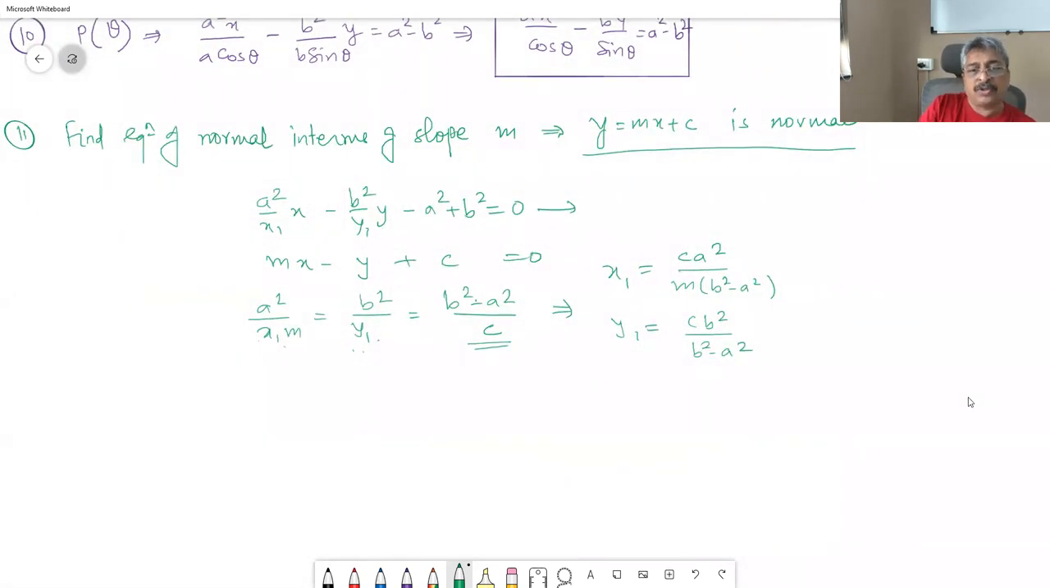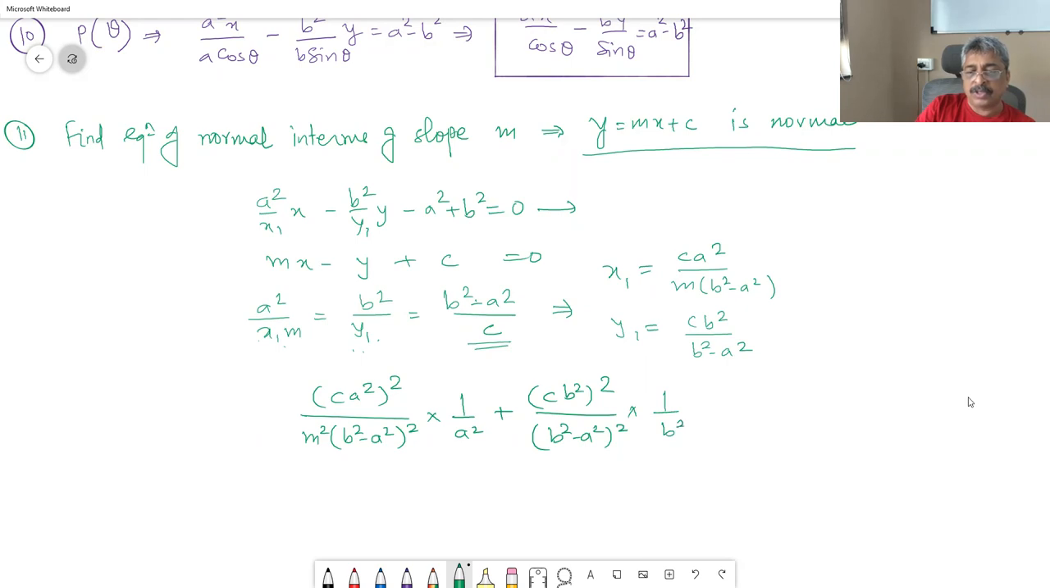Therefore, they should satisfy the equation of ellipse. So c a square, bracket square, upon m square into b square minus a square, bracket square. So this is x1 square into 1 upon a square, plus c b square, bracket square, upon b square minus a square, bracket square. This is y1 square into 1 upon b square should be equal to 1. Correct? I think so.